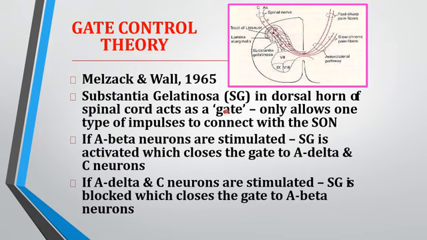Gate means open and close. It allows only one type of impulses to connect with the nerves. We know that we have three types of fibers, A beta, A delta and C fibers. If one type is stimulated, the other two are inhibited. So if A beta is stimulated, the substantia gelatinosa is activated, which closes the gate to A delta and C. If A delta and C fibers are stimulated, the substantia gelatinosa is blocked, which closes the gate to A beta neurons.